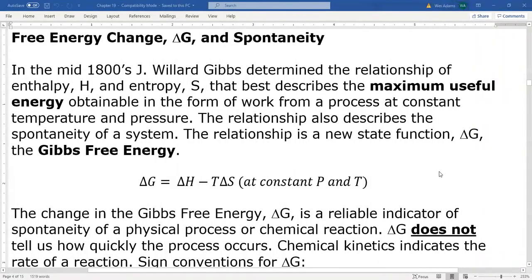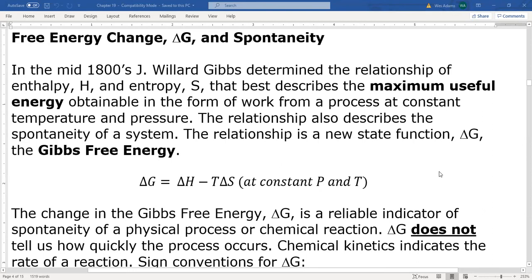Okay, let's talk about free energy change, the delta G, and the spontaneity. Turns out Willard Gibbs determined that the relationship between the enthalpy and the entropy best described the maximum useful energy for a chemical reaction or a physical process, which in turn will determine whether or not it's spontaneous. And that work would be performed at constant temperature and pressure.